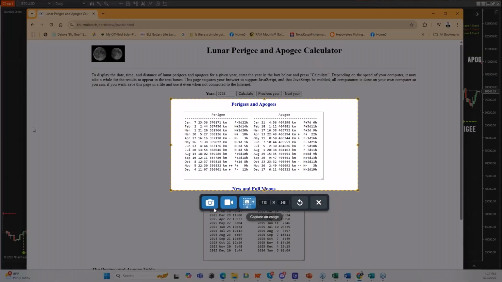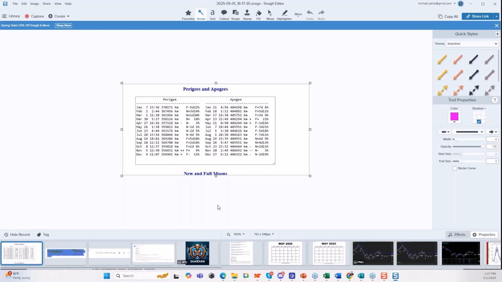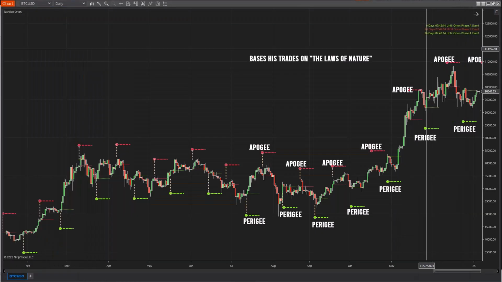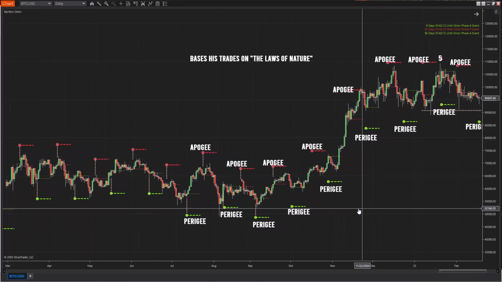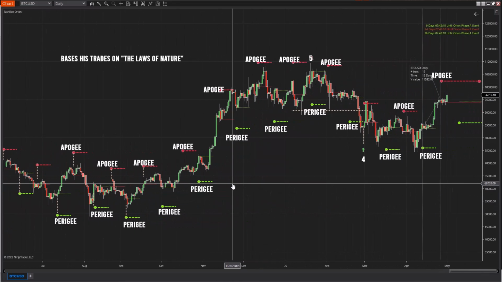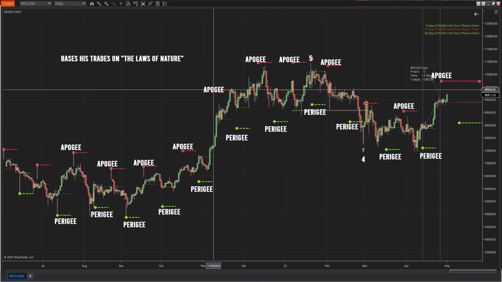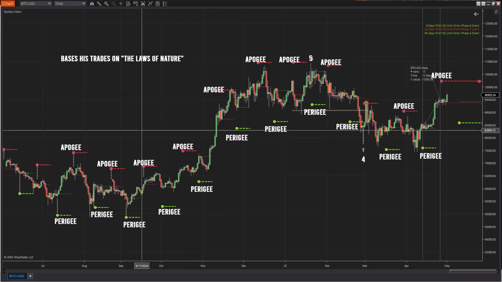And if I blow this up, there it is. Now, if I post this chart on any cryptocurrency page on Facebook, I will be lauded as an expert. The minute I tell them apogee, perigee, Jill, they laugh me out of the building.